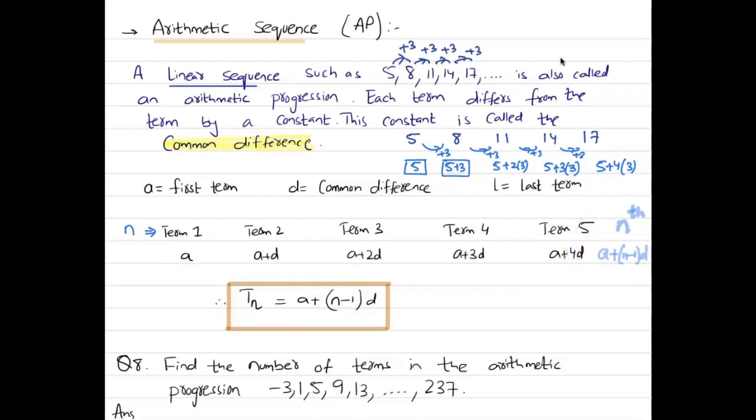So what is T6 going to be? What is the sixth term going to be, guys? A plus 5d. T7 is going to be a plus 6d.